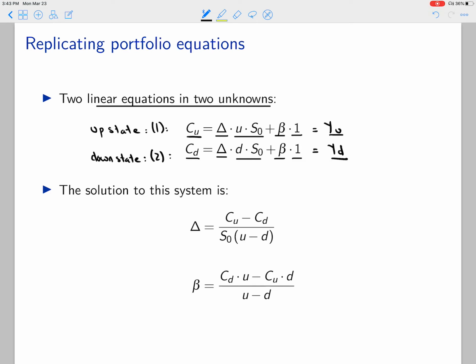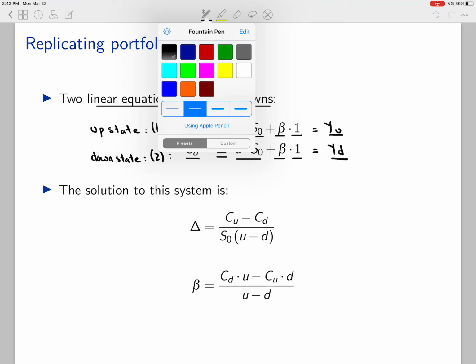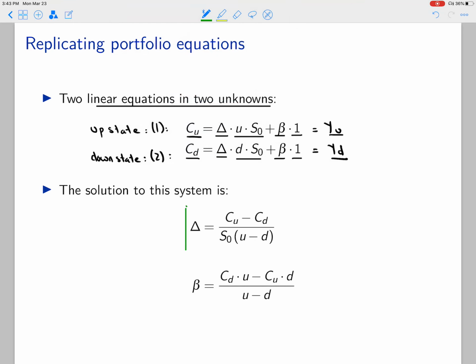Okay, a priori, it's not clear whether this solution exists, but now we see this is 2 linear equations and 2 unknowns. If there's no arbitrage, then this system has to have a unique solution. Okay, the solution is going to be given as follows. It's going to tell us what delta and beta need to be. The delta is going to be equal to as follows.